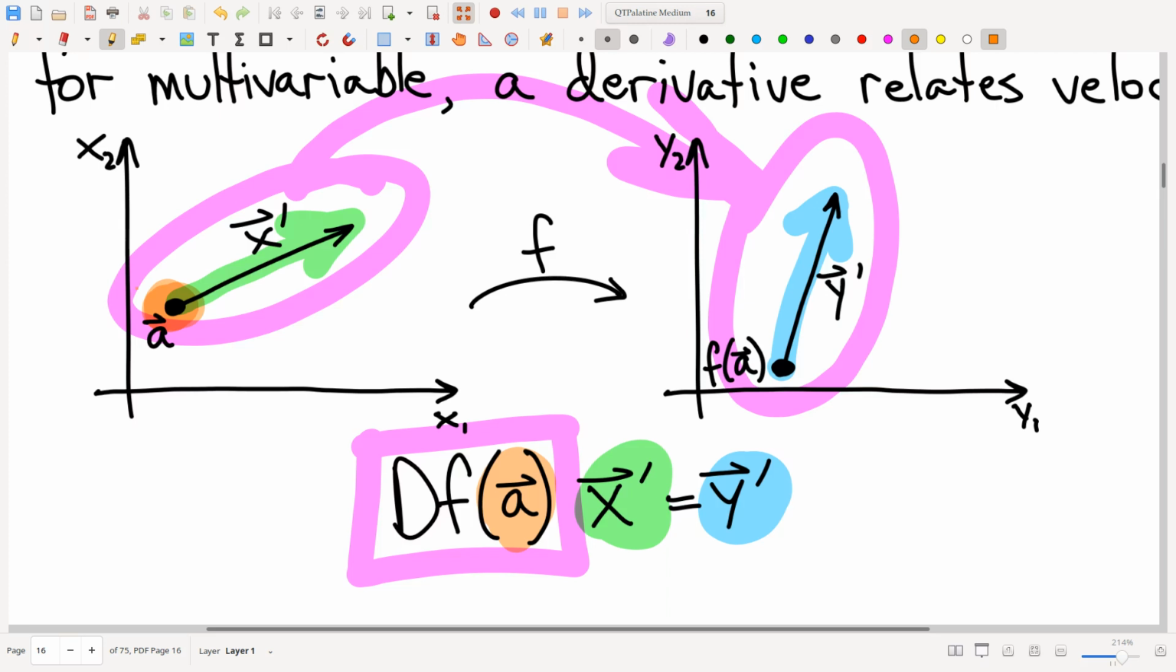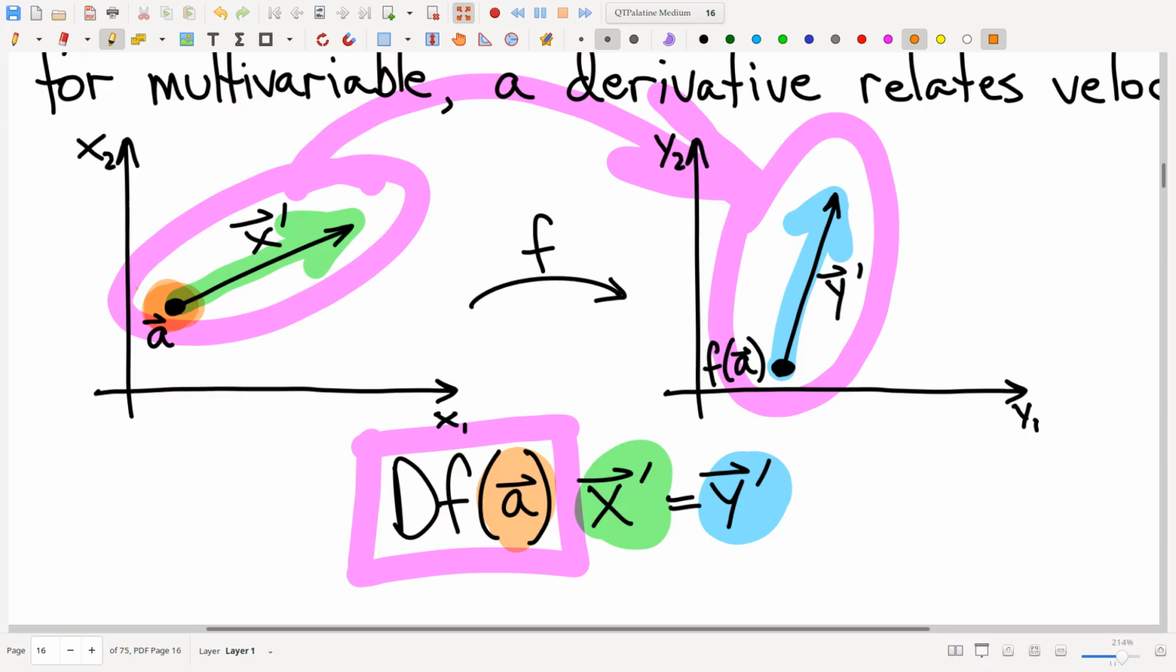So this is a situation where we're at the point A, and at this point A over here, we're entertaining the possibility that if I start moving with some velocity, then my image over here will be moving with some velocity. And the DF matrix, well, I am here, and so I evaluate the DF matrix here. Is that cool?